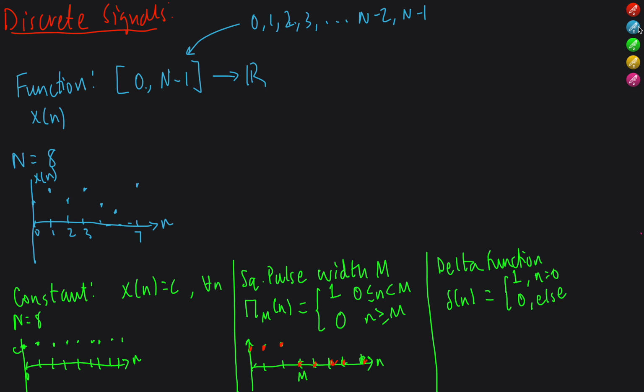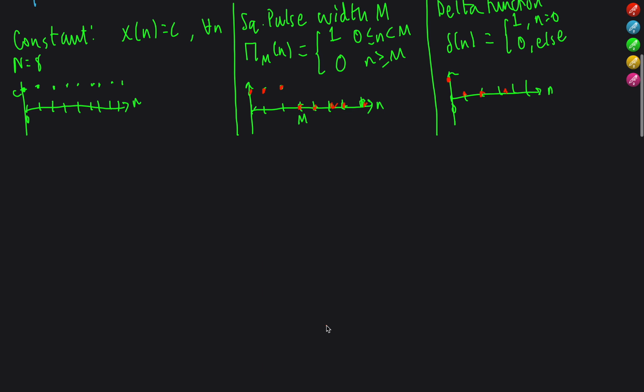So here, what is this going to look like on a plot? Again, it's going to be 1 when our n is 0. So only at this point is it going to be 1, and everywhere else it's going to be 0. Okay, so that's a delta function. It's like a spike. Those are 3 examples of discrete signals. Let's now move on to a few more definitions.